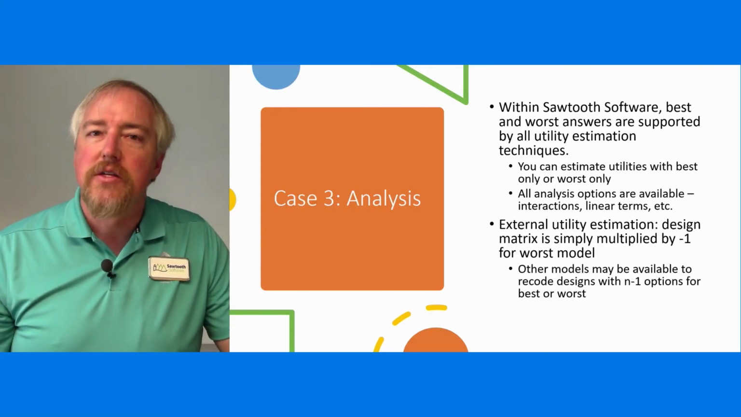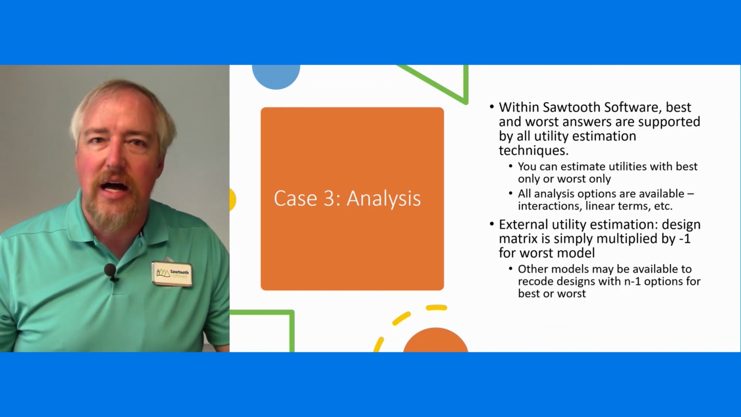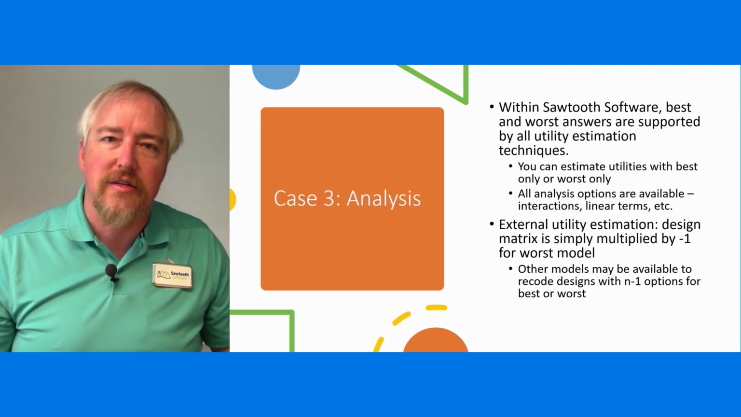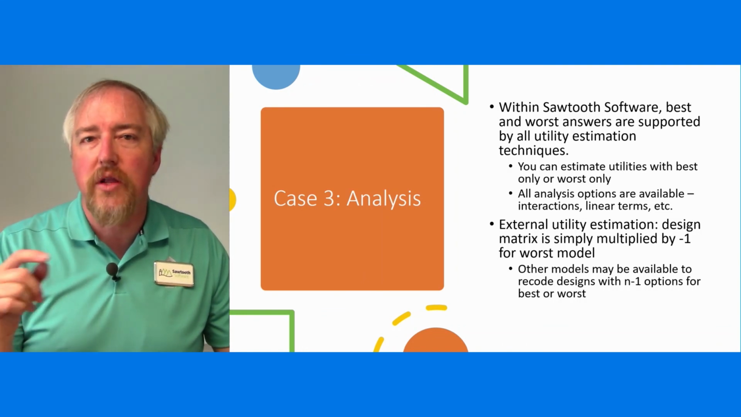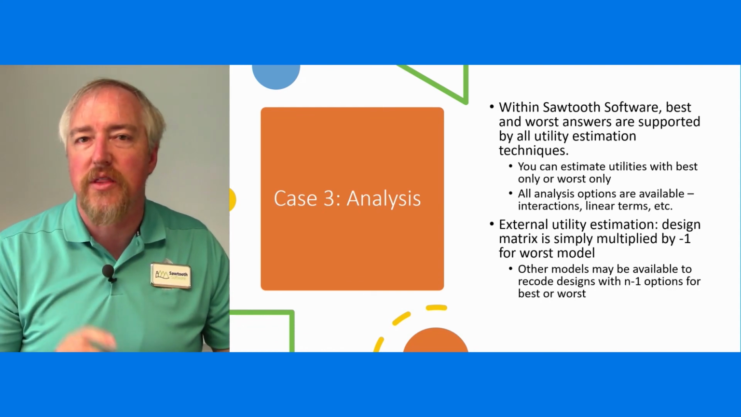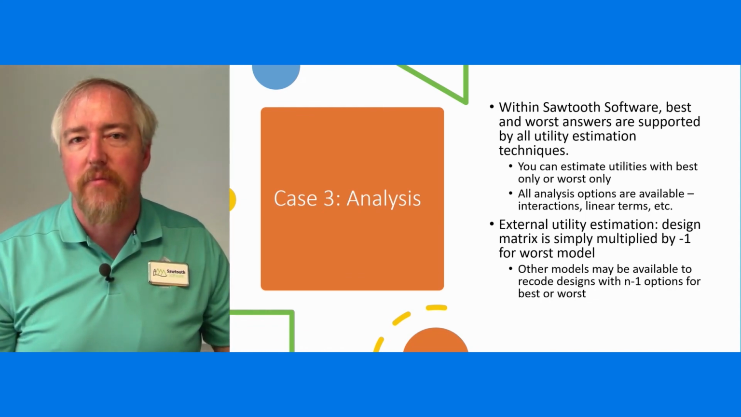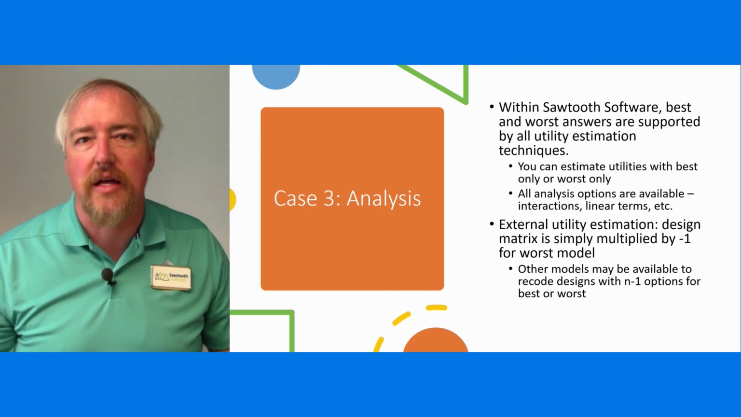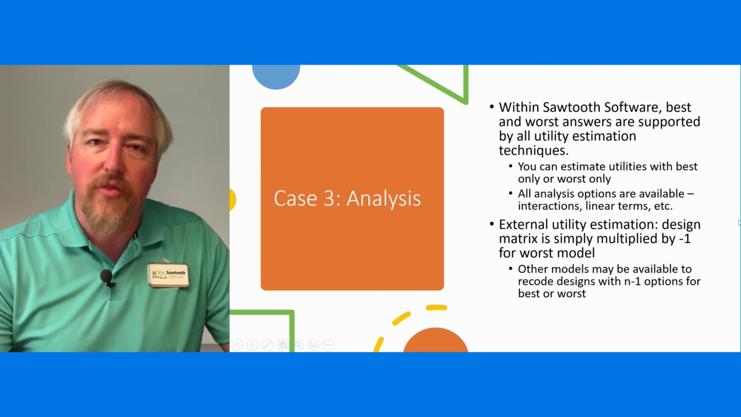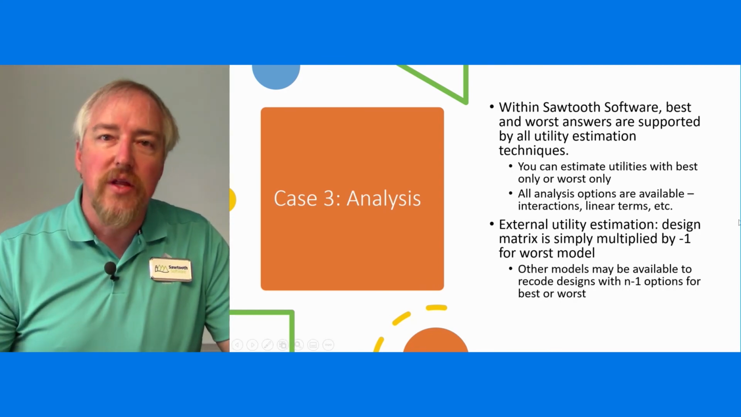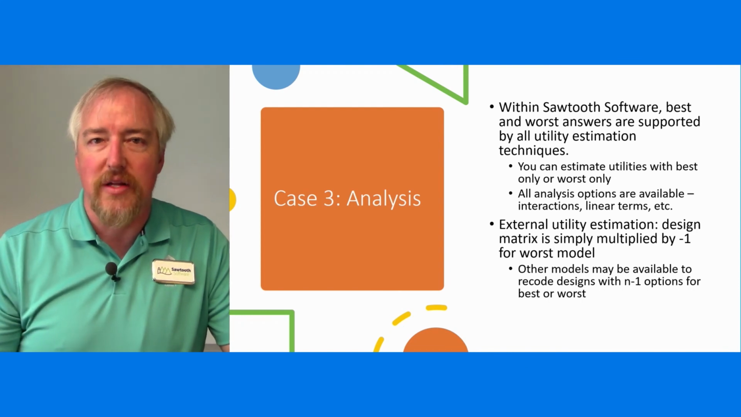As far as analysis goes, within Sawtooth Software, best and worst answers are supported by all the utility estimation techniques. So again, you can use HB, you can use latent class, you can use aggregate logit, et cetera. You can tell the software which one you want to use. So I can estimate the model with the best answers alone. I can estimate the model with the best and worst. I can use just the worst answers. So all three of those are supported.